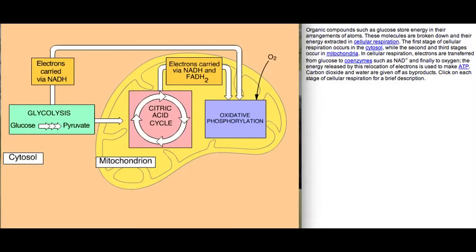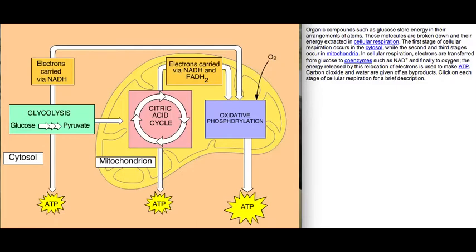The energy released by this relocation of electrons is used to make ATP. Carbon dioxide and water are given off as byproducts. Click on each stage of cellular respiration for a brief description.